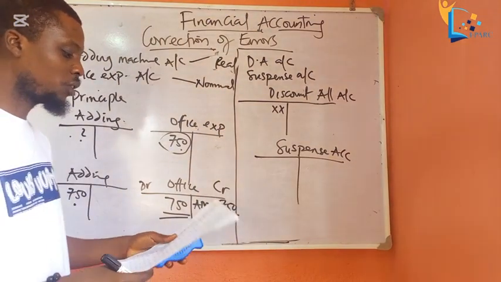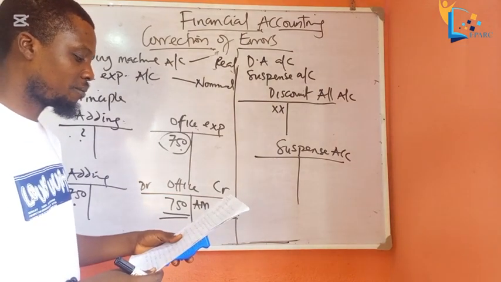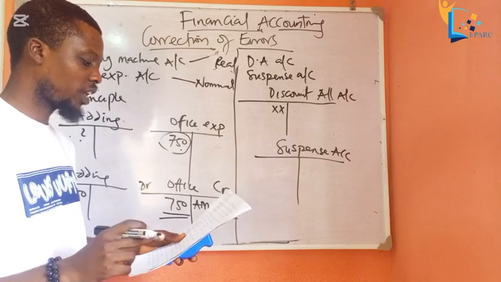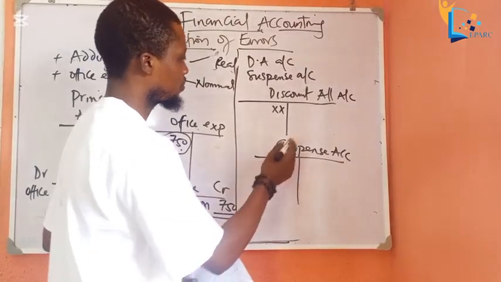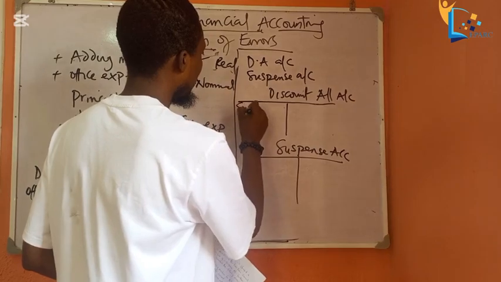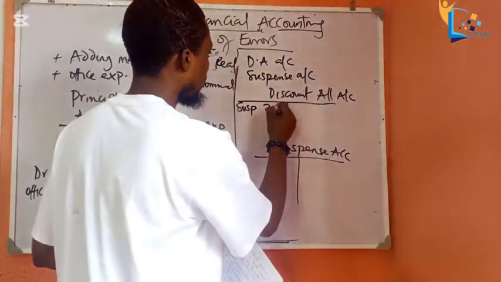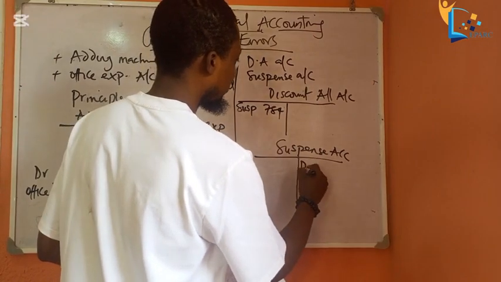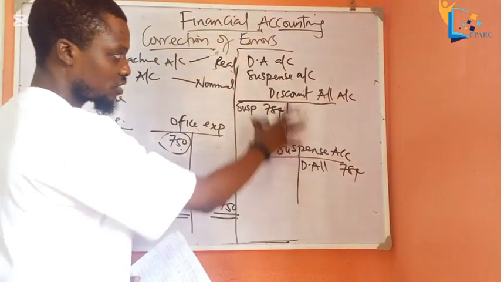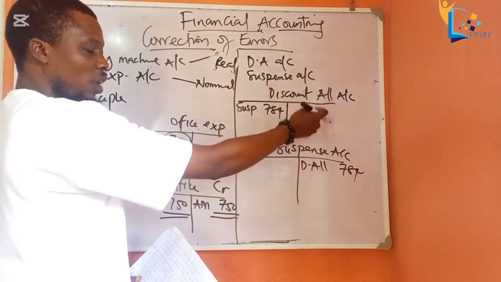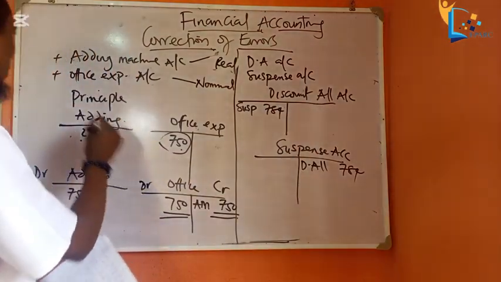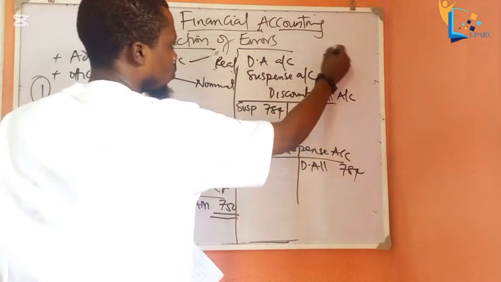Are we together? So what do we do now? Let me read again. Discount allowed 784 have not been posted from cash book to ledger. So you come here, suspense account, how much is it? 784. Then you come here, discount allowed, 784. We have corrected it. This is the correction. The one I did earlier was to identify the error. Then we have corrected it now by posting the money. So this is number 1. This is number 2 of the question.